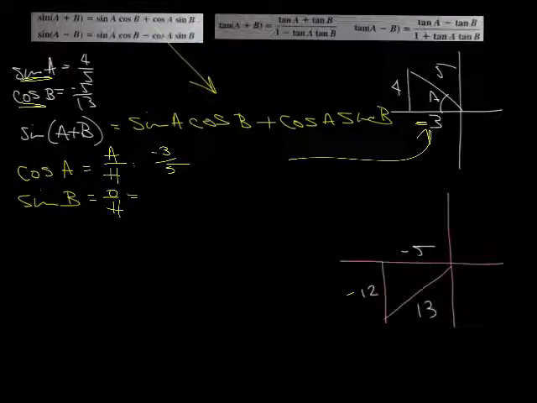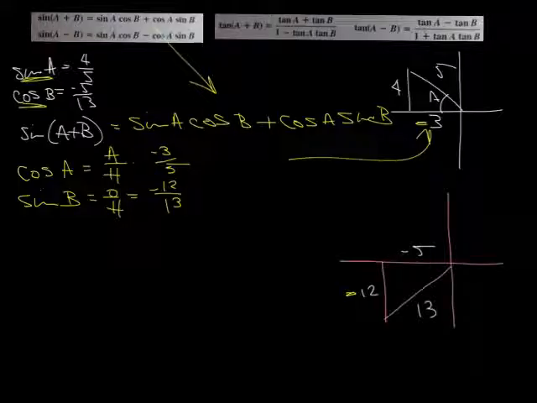My opposite, now that's a negative 12. Negative 12 over 13. Alright, so that gives me my sine of b. So I have everything. Now what I'm going to do is rewrite all of this with, instead of the sine of a, I'm going to put in 4/5. Instead of the cosine of b, I'm going to put in negative 5/13. So I'm going to get all the numbers on here.